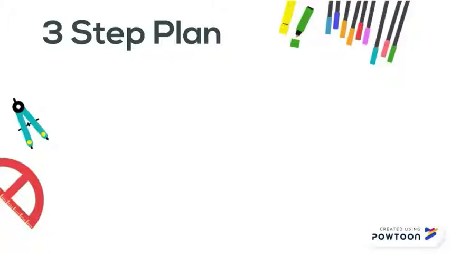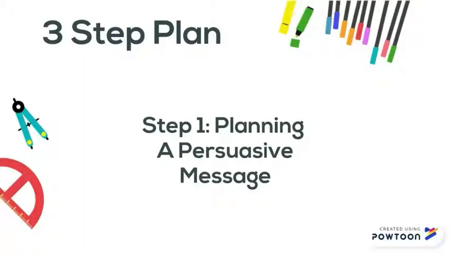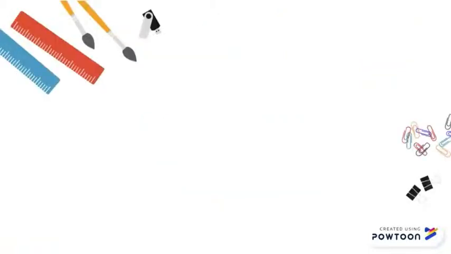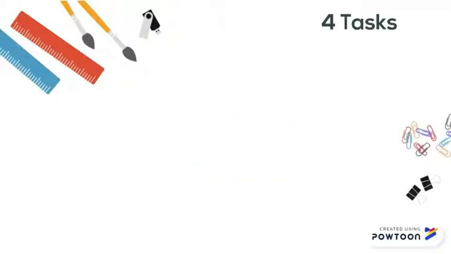To begin, there's a 3-step plan on how to make a persuasive message. Step 1. Planning a persuasive message. Some goods or services go unnoticed simply because the message used to explain them isn't compelling enough. Creating a successful persuasive message demands careful attention to all 4 tasks in the planning step. The first of the 4 is to analyze the situation. You have to make sure that your response is well defined to gain their support.